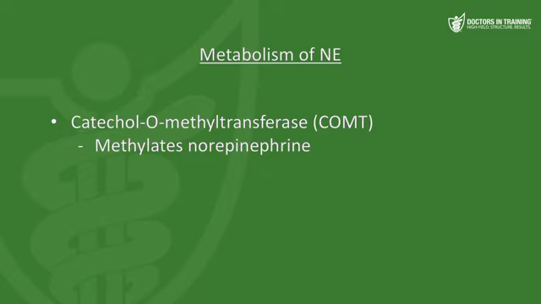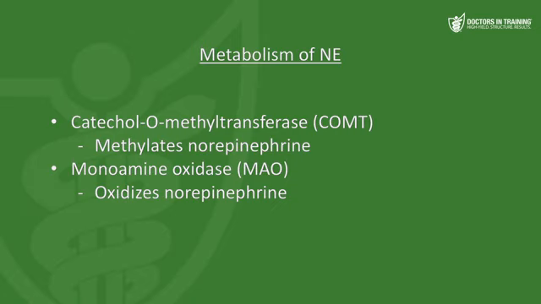Another enzyme that can metabolize norepinephrine is monoamine oxidase, or MAO. This oxidizes norepinephrine. So the methyltransferase is going to methylate norepinephrine, and monoamine oxidase is going to oxidize norepinephrine. Now, both of these reactions are going to make norepinephrine unusable as a neurotransmitter.